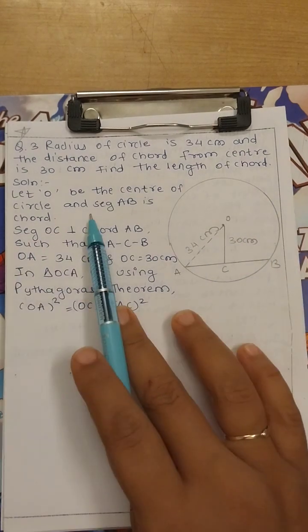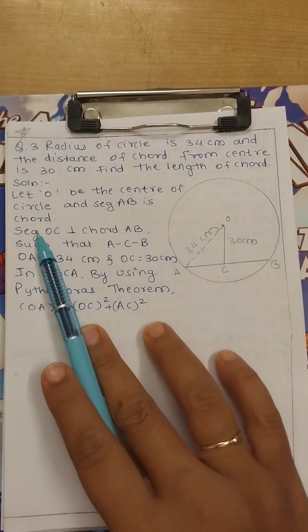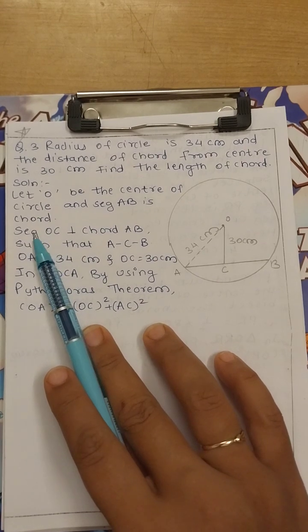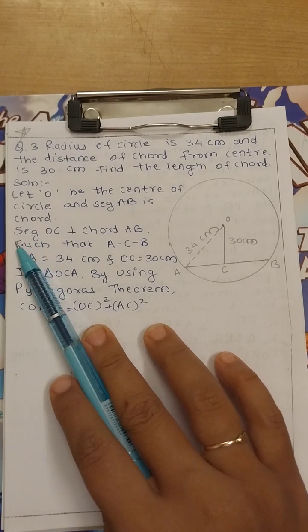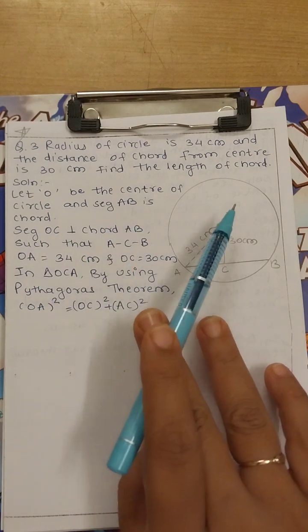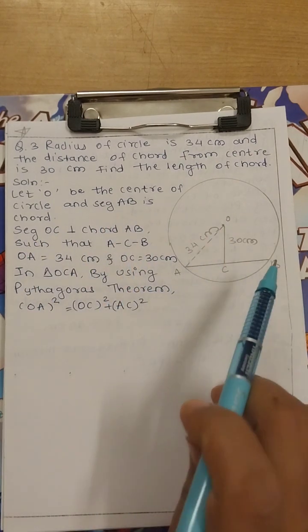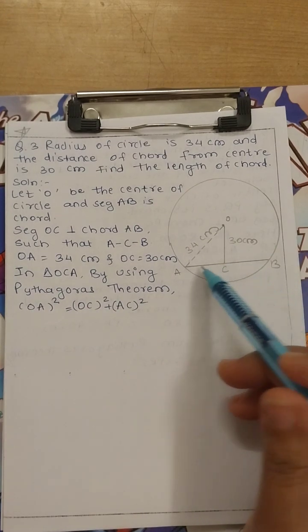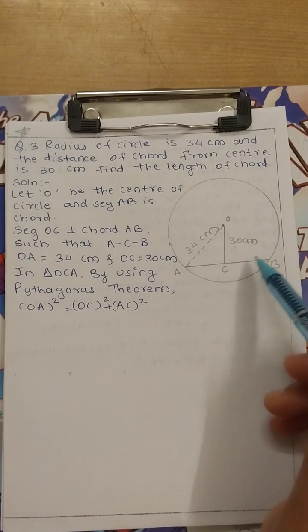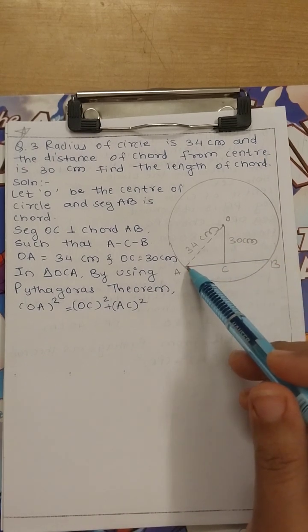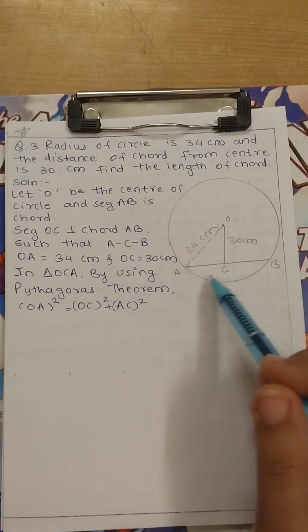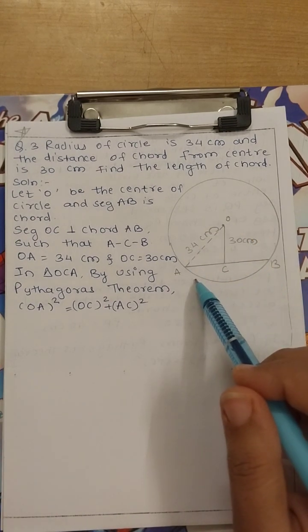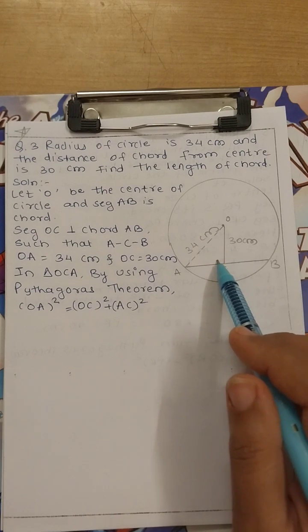Let O be the center of the circle and segment AB is the chord. You have to name the chord, radius, and the perpendicular you have drawn from the center of the circle to the chord. Segment OC is perpendicular to chord AB such that A-C-B. OA is 34 centimeter, OC is 30 centimeter. Now triangle OCA is formed, and this angle is 90 degree.